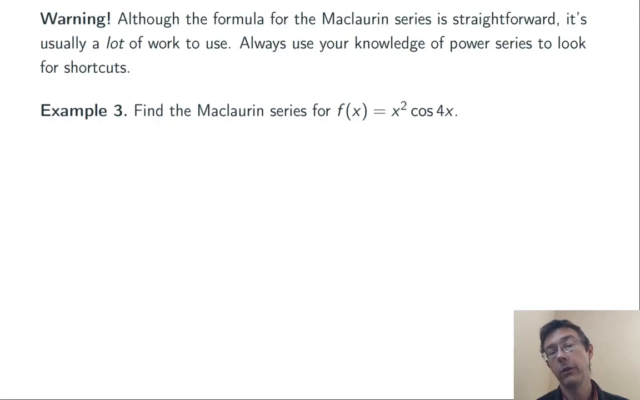Find the Maclaurin series for f of x equals x squared cosine 4x. If we just plunge right in and start doing derivatives of this, we're going to start suffering because we're going to have product rules at every step. And every time we do another derivative, that product rule is just going to get a little bit more complicated.